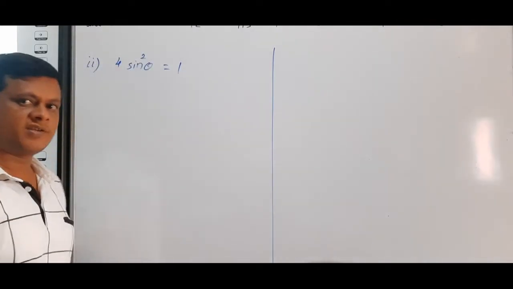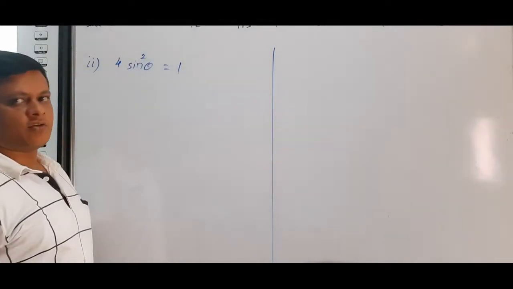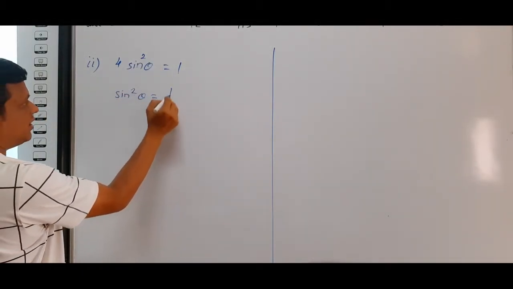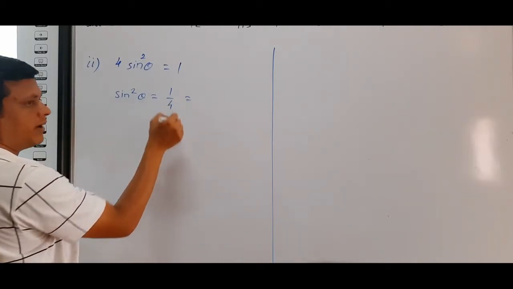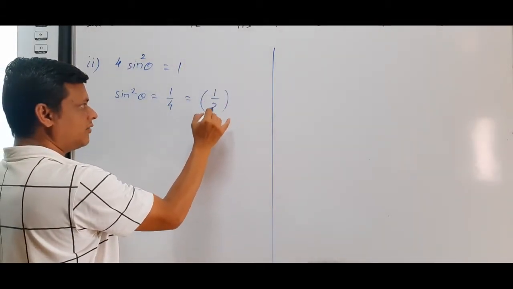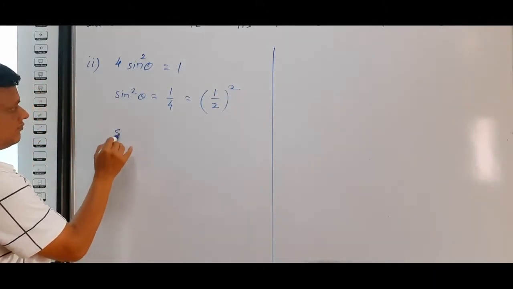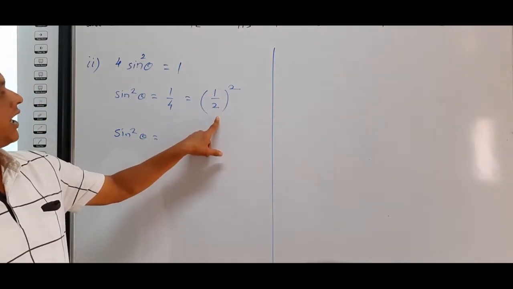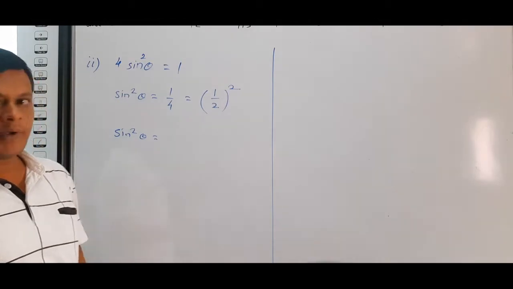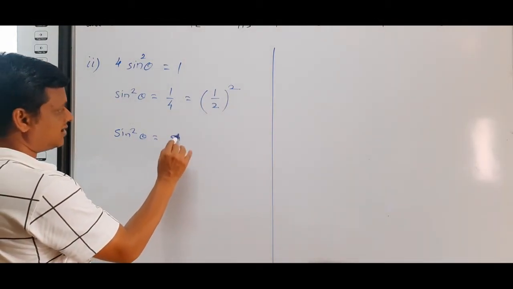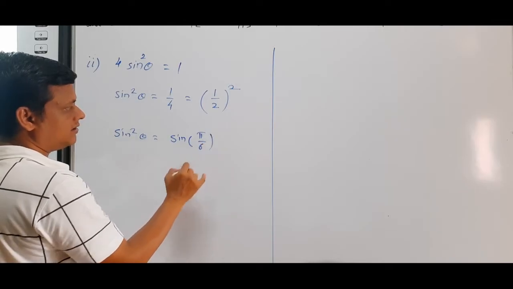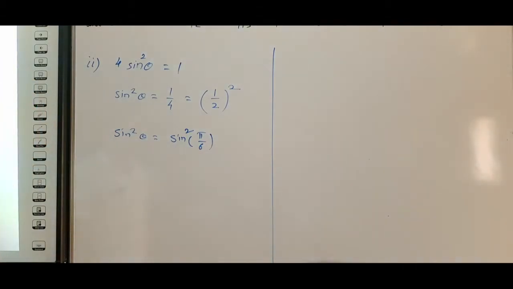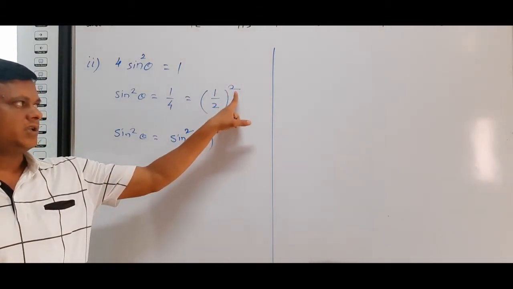Now see example number 2. 4 sin square theta equals 1. So we have to rearrange this first. Sin square theta is equal to 1 by 4. 1 by 4 in square form we write as 1 by 2, its square. We know that for the angle 30 we get the value 1 by 2 for the sine ratio, so we write here sine pi by 6. Sine pi by 6 is 1 by 2, and here it is squared.